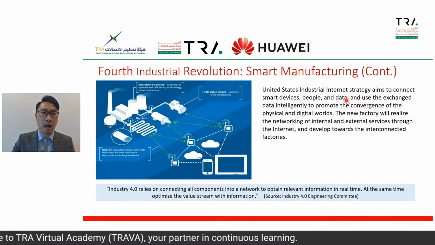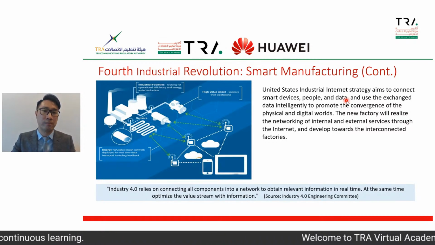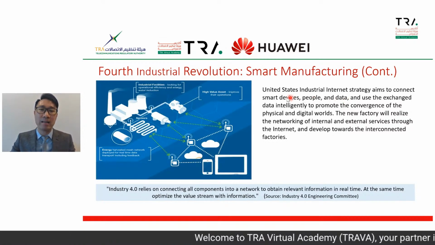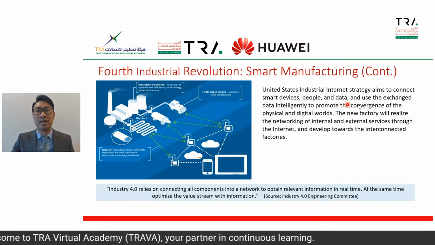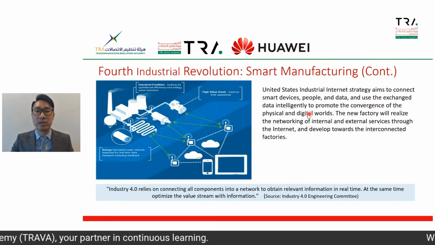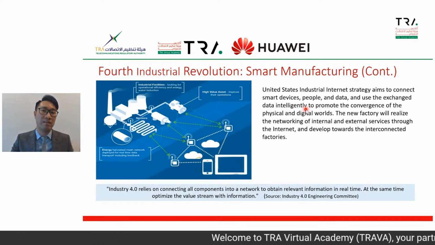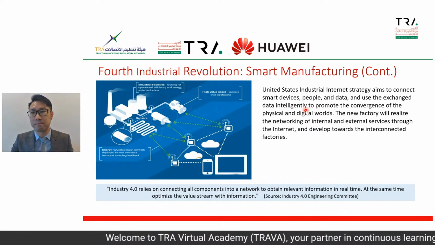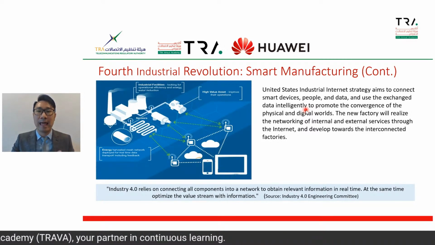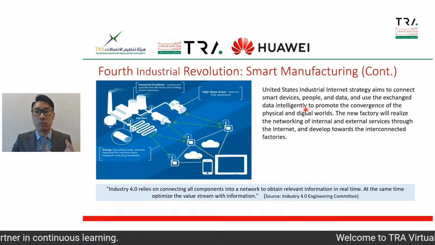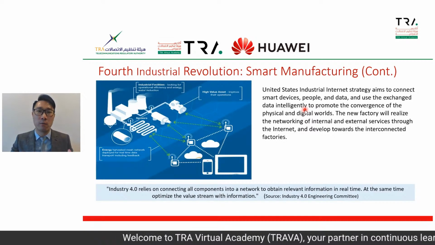And for the US, their definition of smart manufacturing is about the industrial internet strategy. So they connect the smart device with the people and data together, so they can have the convergence of the physical and digital world. So basically, this concept is also the same as what Germany defined for smart manufacturing. So it is the convergence of the physical world and the digital world. So you want to control a physical equipment when they visualize it in the digital world.